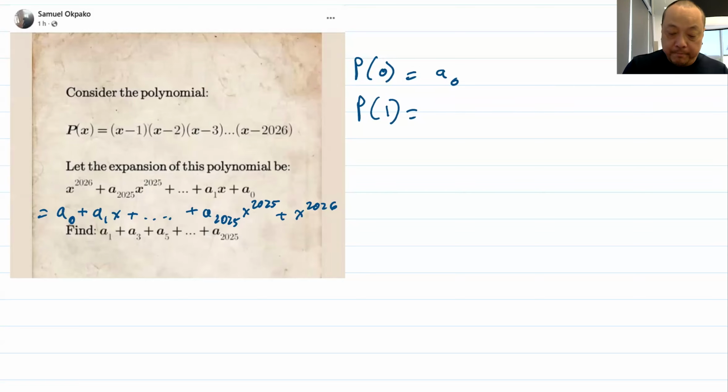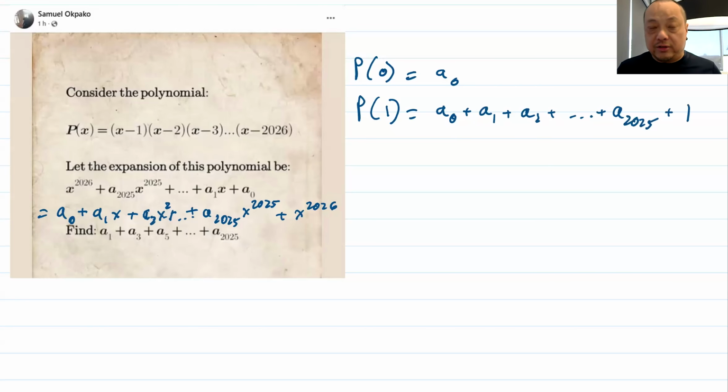If you plug in 1, then you get a naught plus a1 times 1. That's just a1. And actually everything else too, all the other terms. I'm going to add on an a2 x squared here. When you plug in x equals 1, all powers of x are equal to 1. So p of 1 is actually just equal to the sum of all the coefficients, including the last coefficient of 1.